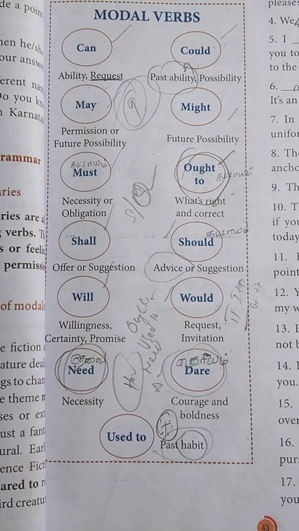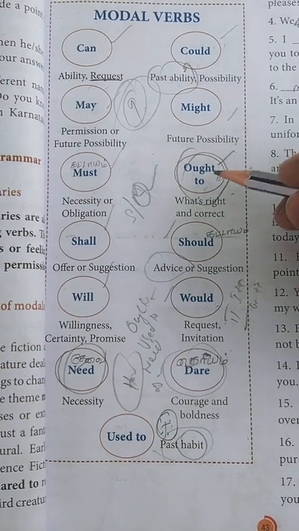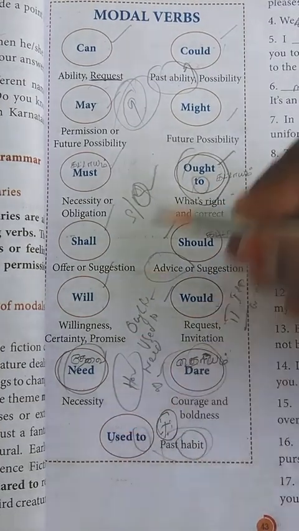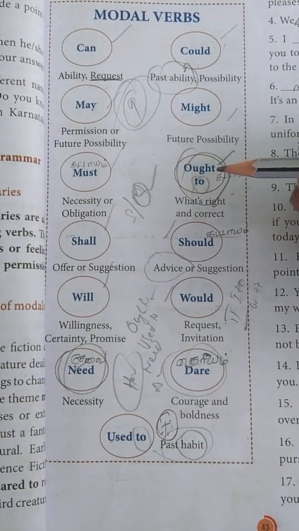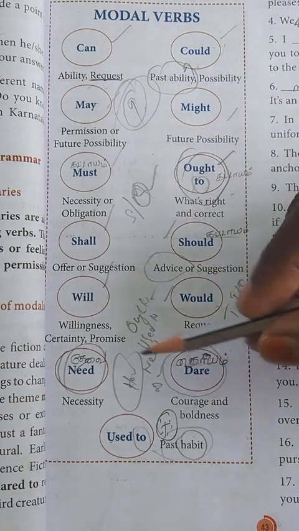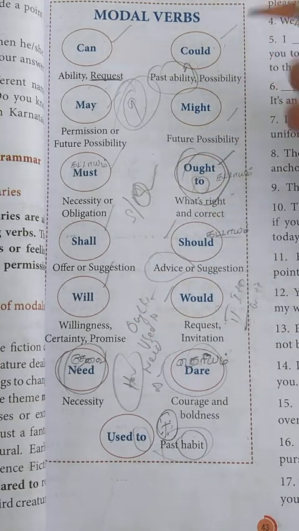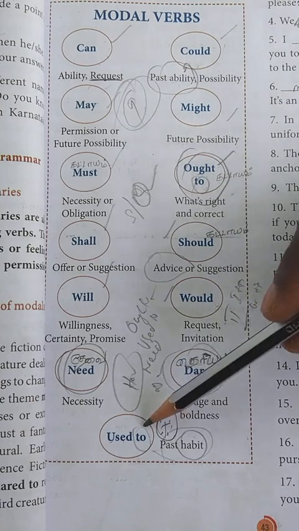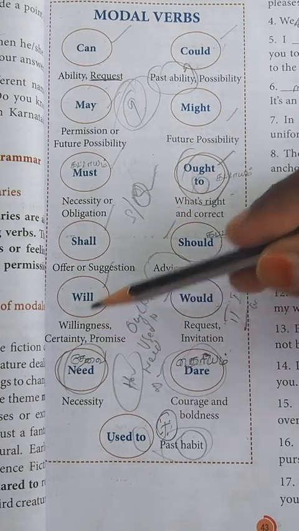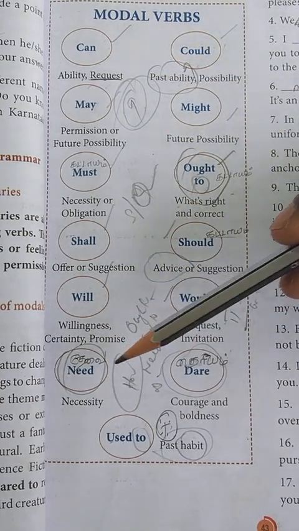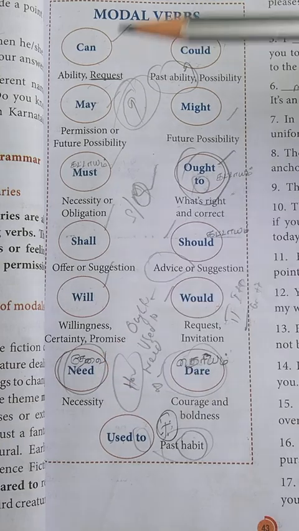So these are the four semi-modals we have: ought to, used to, need, dare. Listen here: ought to as well as used to alone carry the preposition to. Apart from these, with dare and need, we should not use the preposition to along with the semi-modals.